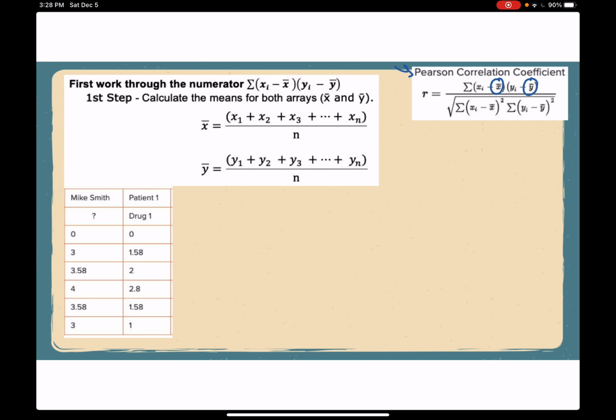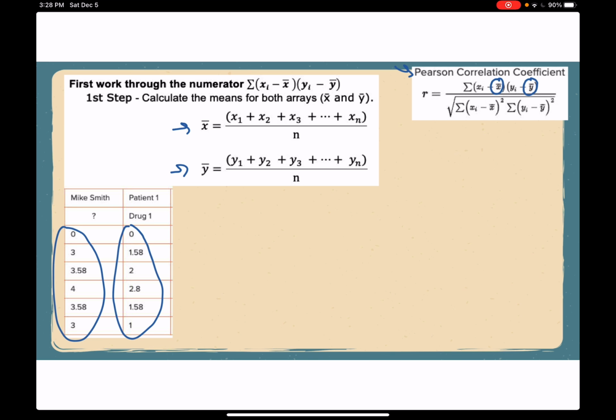So Mike's array and patient 1's array are right down here. Mike's right here, patient 1 right here, and we want to solve for the average, right? So hopefully we know an average formula, but they're both right here for X and for Y. It's the same, just X and Y. But you're just going to find the average of the numbers in that set.